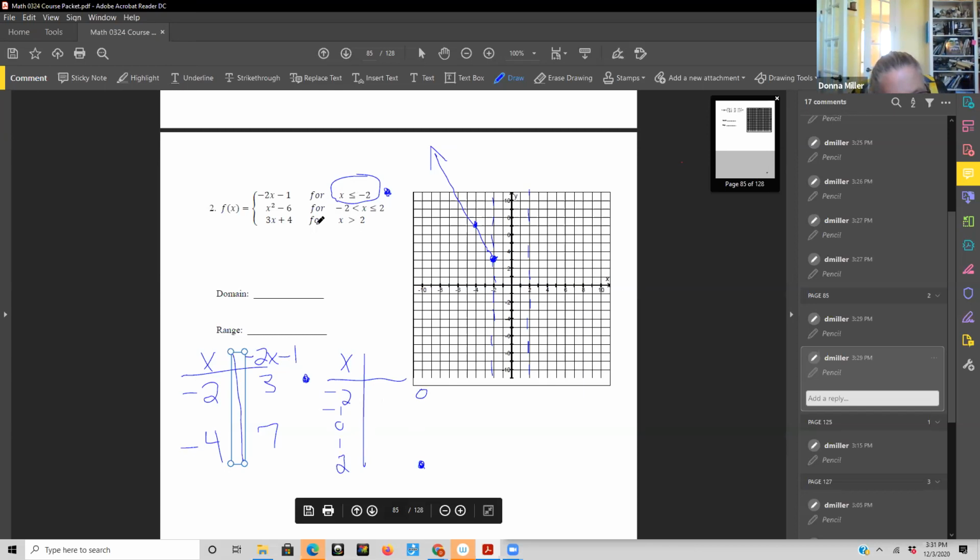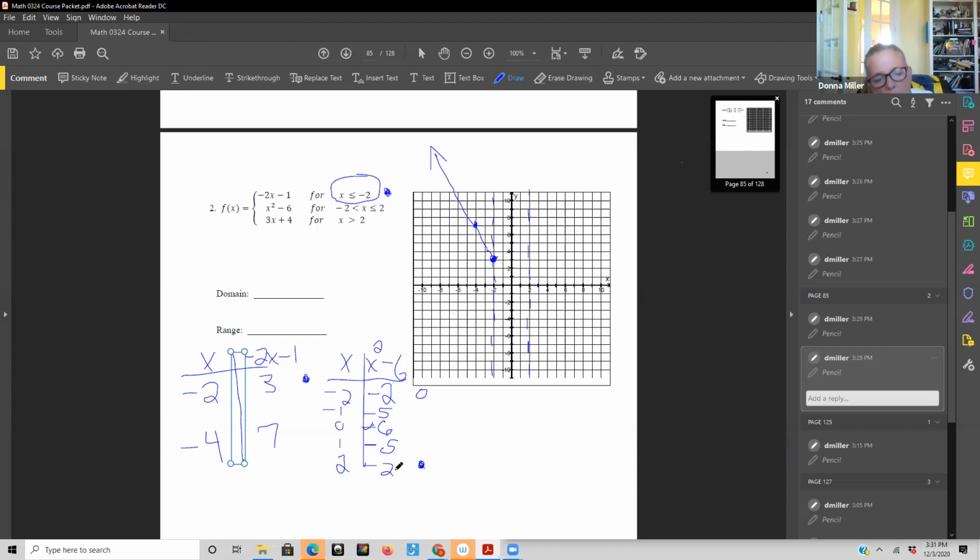All right, and I'm doing x² - 6. So if I plug in -2, that's going to be 4. I'm going to get -2. If I plug in -1, -5. Plug in 0, 0 - 6 is -6. 1 - 6 is -5. And this guy's going to be -2.